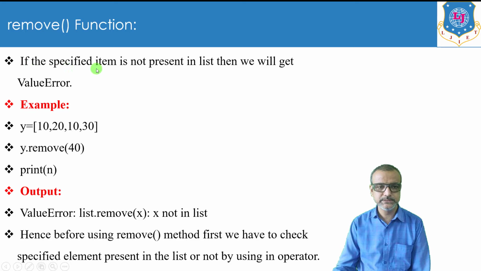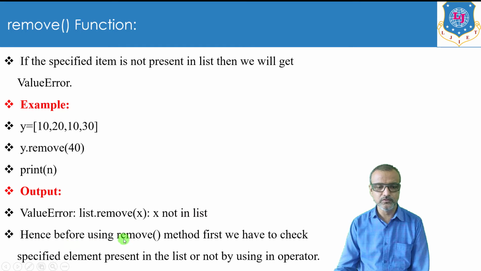If the specified item is not present in the list, then we will get value error. For example, in the variable y, we have taken these elements, that is 10, 20, 10, 30. If we write down y dot remove of 40, you can see that 40 is not present in the list, and if we write down just print n, what it will give us as output is value error, list dot remove x, x is not in the list.